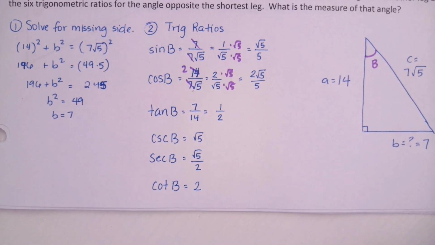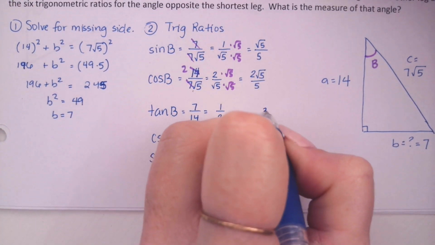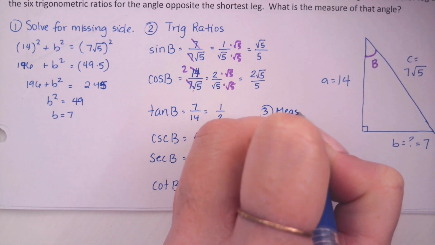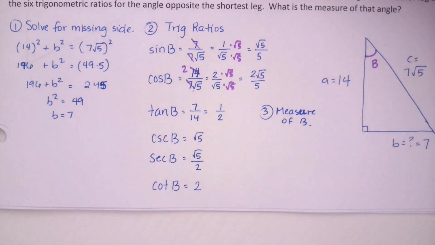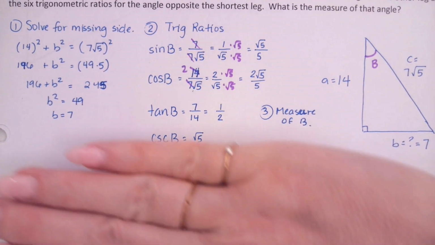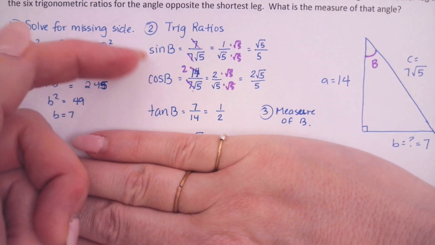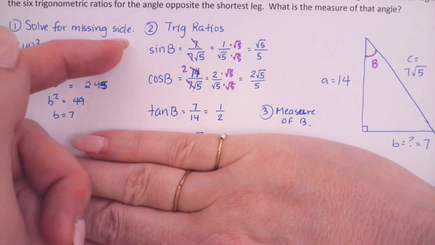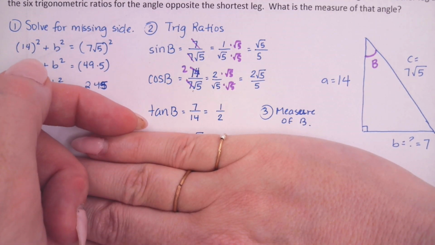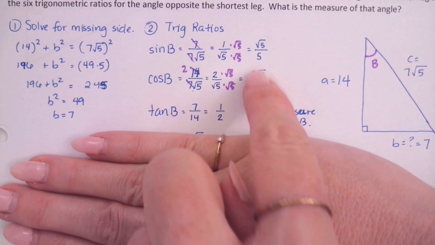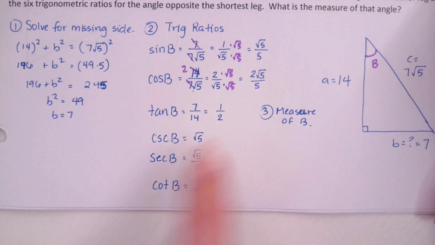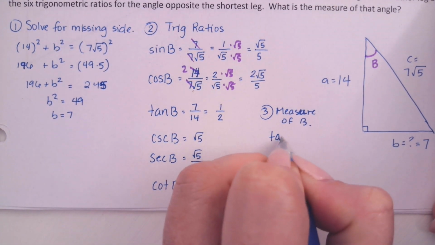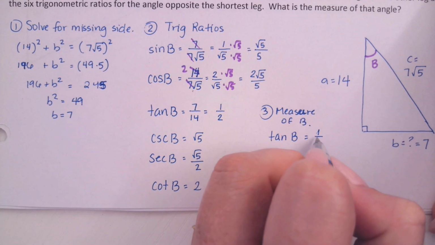All right, and then last thing it asks us to find, it says, what is the measure of that angle? So what would be the measure of B? Remember, to find the measure of B, what we're going to do first is look at our 3 original trig ratio answers. And we need to choose one of these that we'll have to find the inverse of. Which one of these looks easiest to type into my calculator? 1/2, right. So I'm going to write down tangent of B was 1/2.